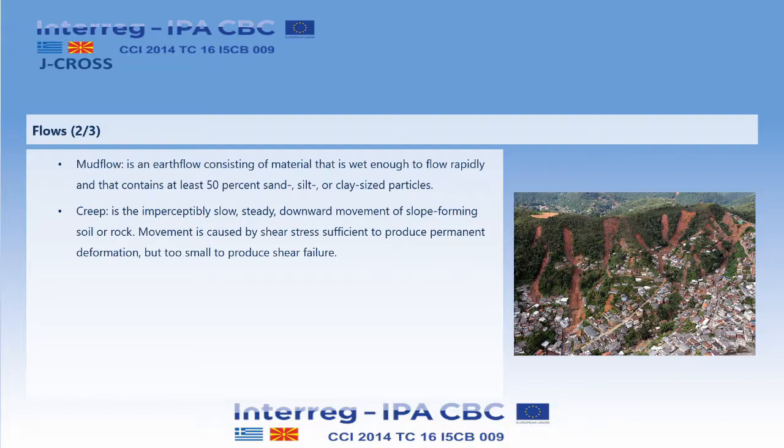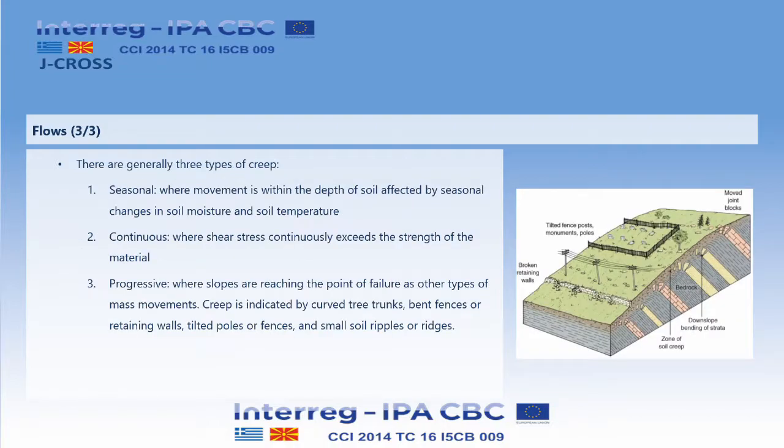Creep is the imperceptibly slow, steady, downward movement of slope-forming soil or rock. Movement is caused by shear stress sufficient to produce permanent deformation, but too small to produce shear failure. There are generally 3 types of creep. Seasonal, where movement is within the depth of soil affected by seasonal changes in soil moisture and soil temperature. Continuous, where shear stress continuously exceeds the strength of the material. Progressive, where slopes are reaching the point of failure as other types of mass movements.